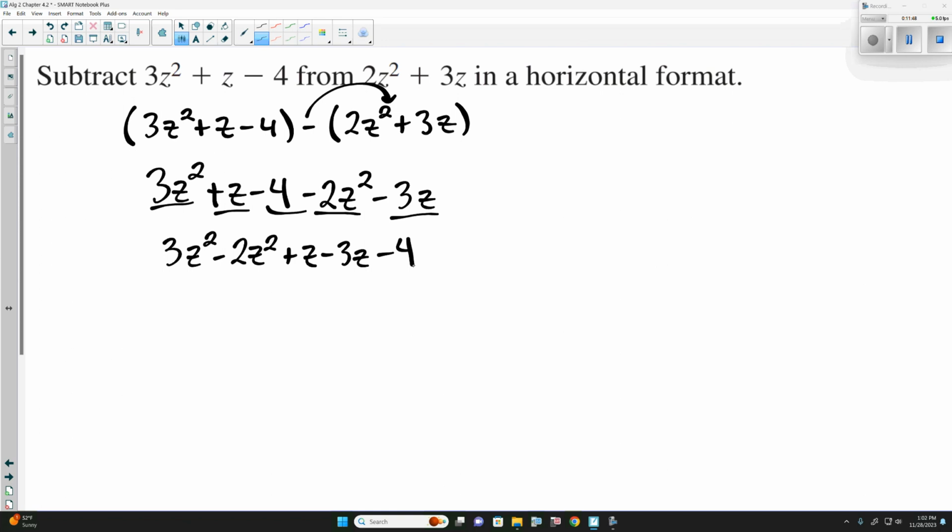Now at this point, we can combine our like terms. 3z squared minus 2z squared is z squared. Our z minus 3z is negative 2z minus 4. Questions about this here? Questions on any of this so far?